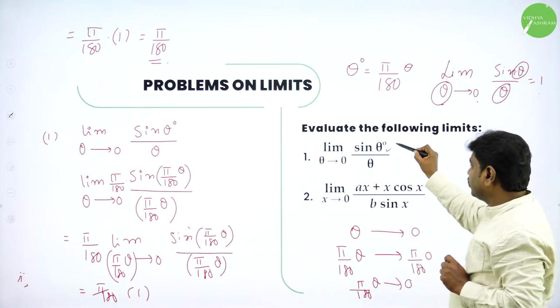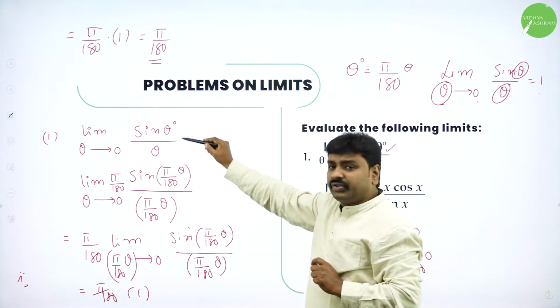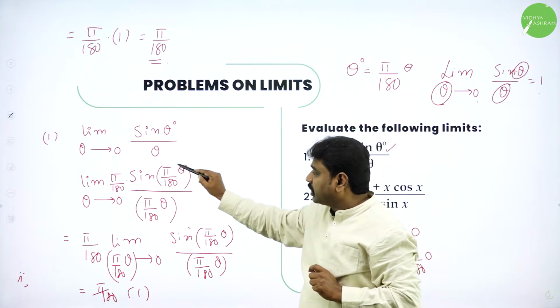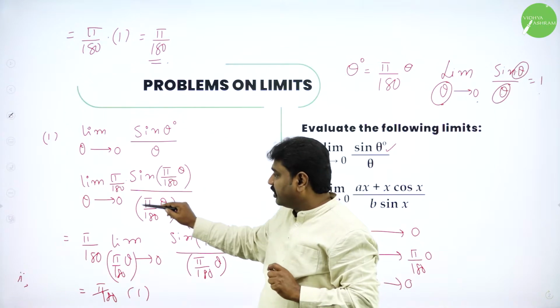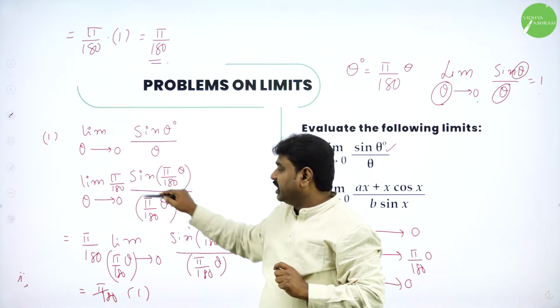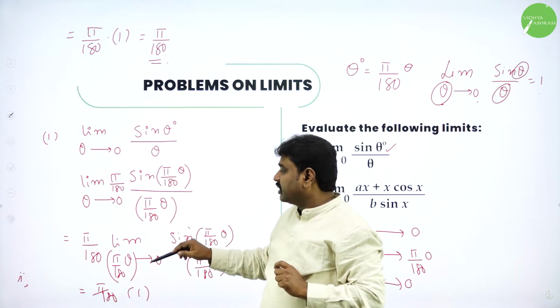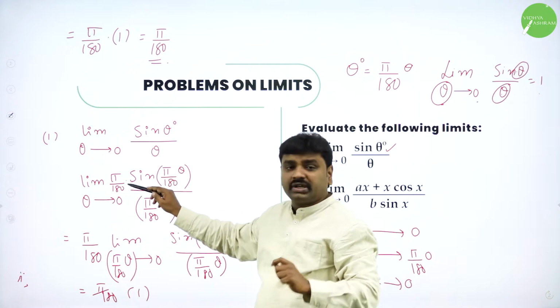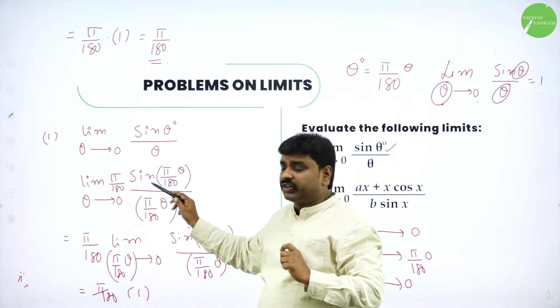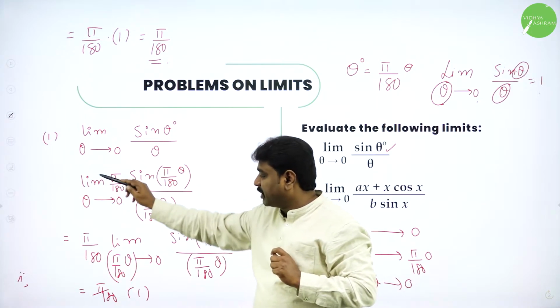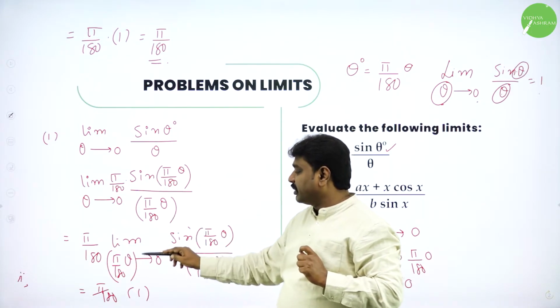So theta degrees was given. You write degrees as what? Pi by 180 theta. When you see the quotient of theta is pi by 180, divide and multiply by pi by 180. Here pi by 180, here pi by 180. I am dividing and multiplying by pi by 180. Then this pi by 180 is constant. We have property of limit. According to the property of limit, if you have constant into function, you can take the constant outside, take pi by 180 outside, and apply limit for remaining part.